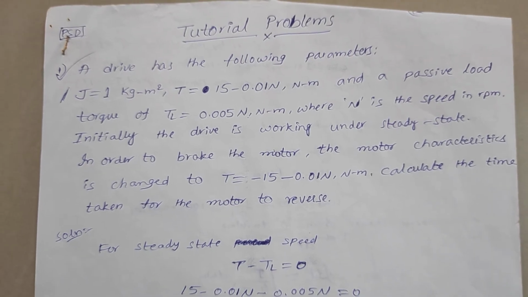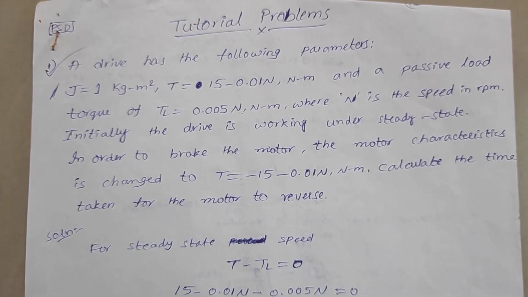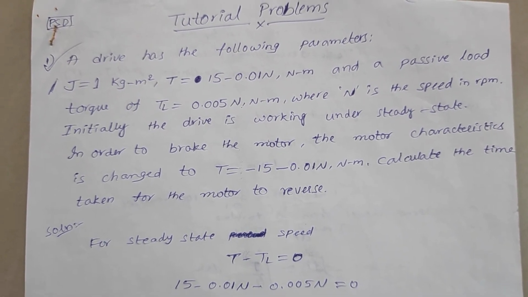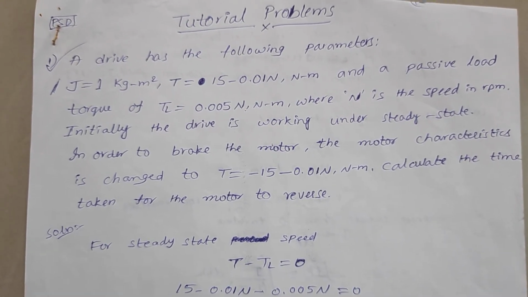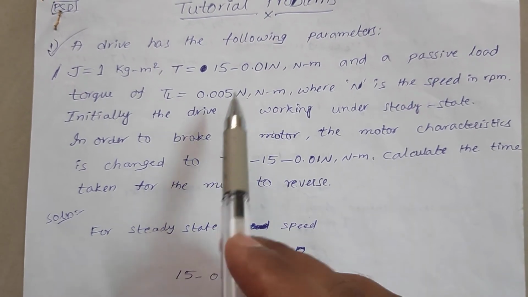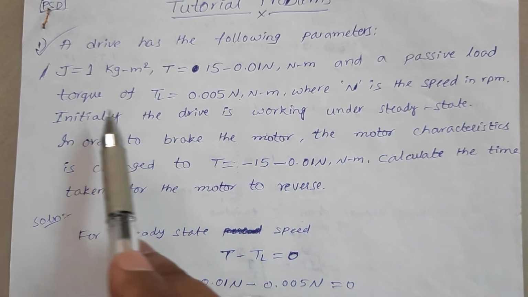Hi everyone. In the last session we have seen transient time calculations for the drive operation. So in today's session we'll see the numerical. The problem statement is: a drive has the following parameters.